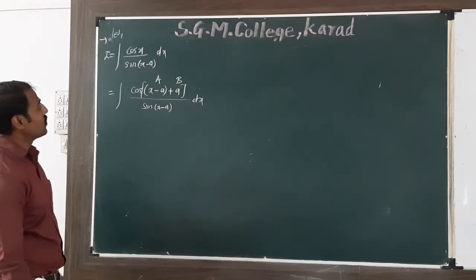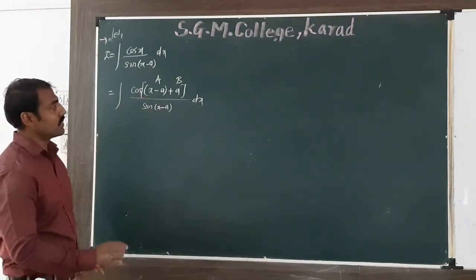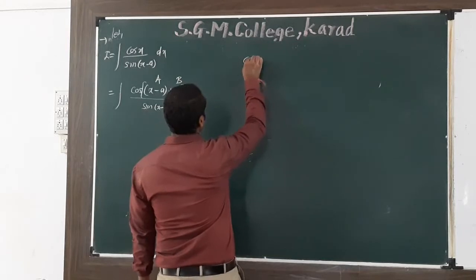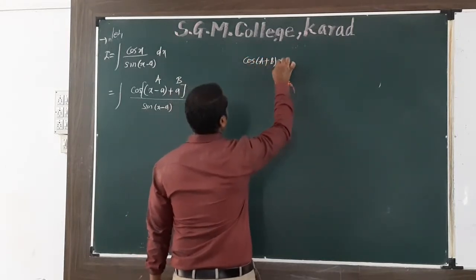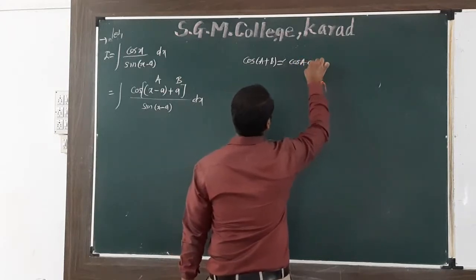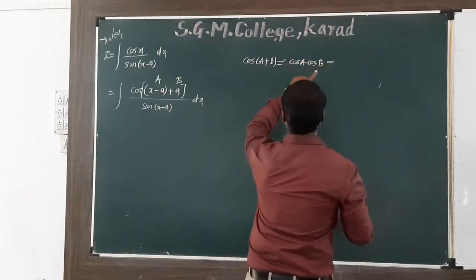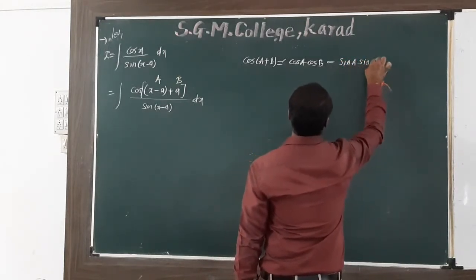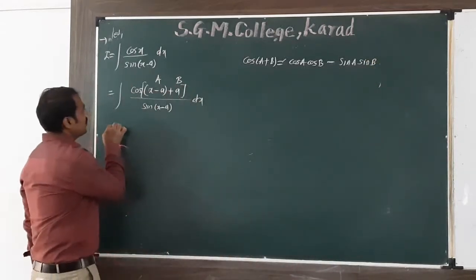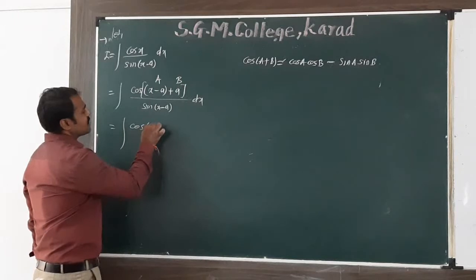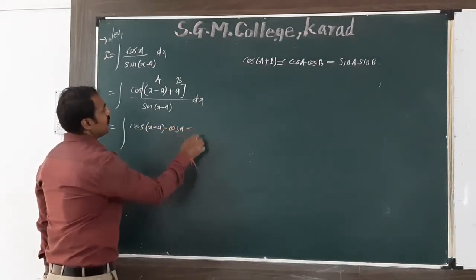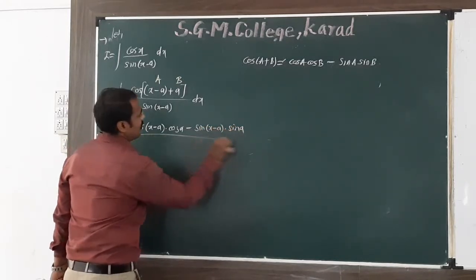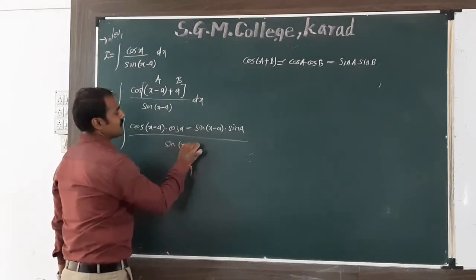So we get cos of a plus b, and we know the formula for cos of a plus b is cos a cos b. Here it is plus, so in the RHS there is a minus: minus sin a sin b. Using that formula in the numerator, it becomes cos of x minus a into cos a minus sin of x minus a into sin a, divided by sin of x minus a, dx.